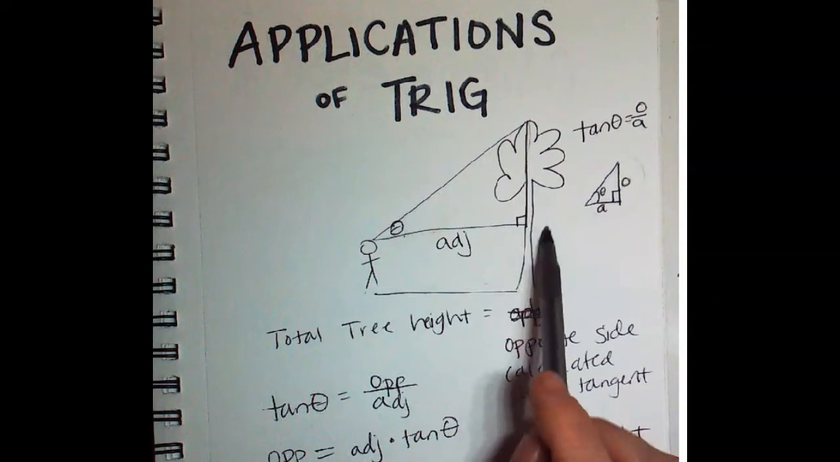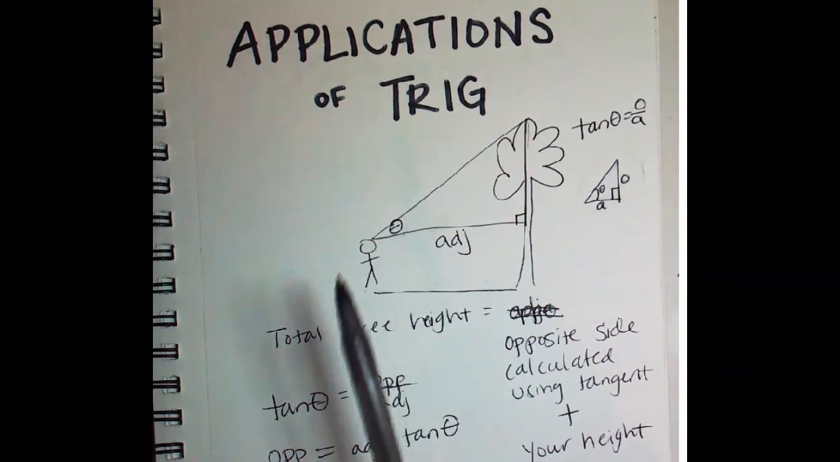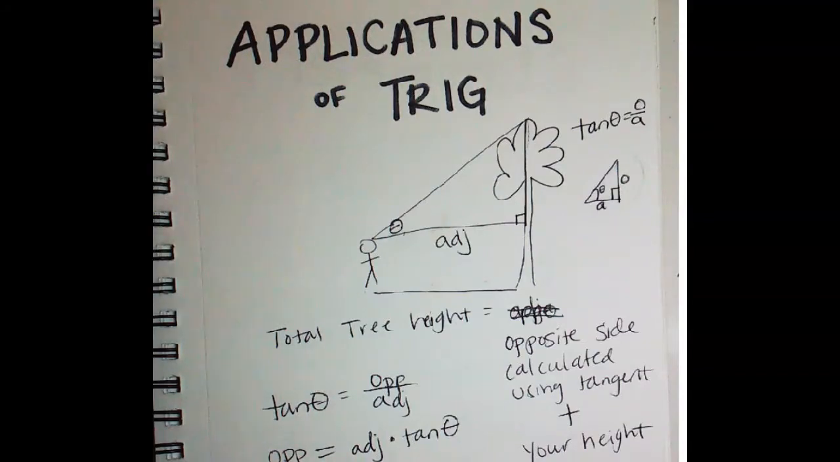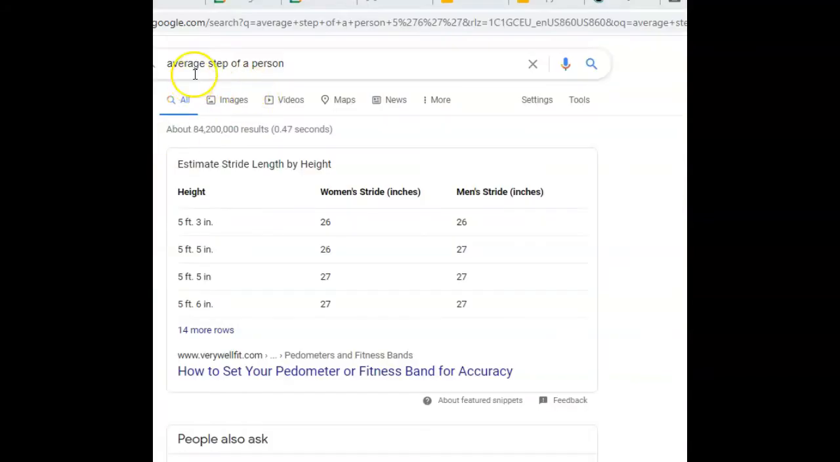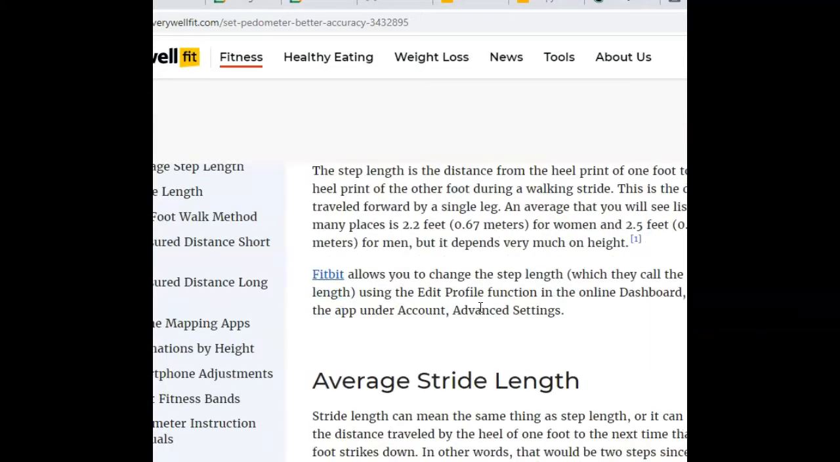If you don't have a measuring device to measure how far away you are, you can try to use your step length. So a quick internet search for average step of a person gave me this nice little chart. It's got men and women's strides. Seem to not be any different here. I'm not totally sure why it would make much of a difference.